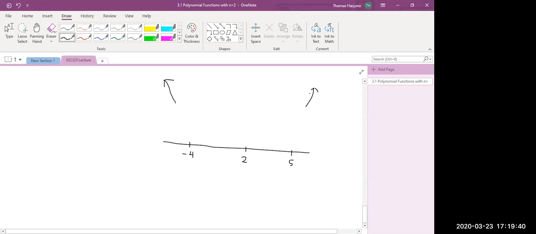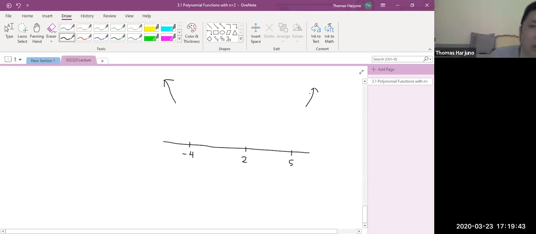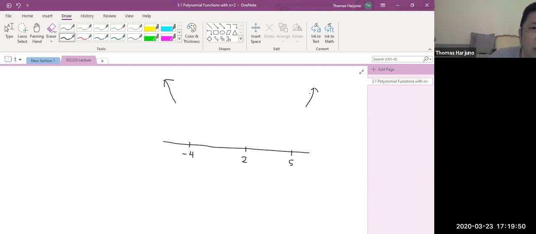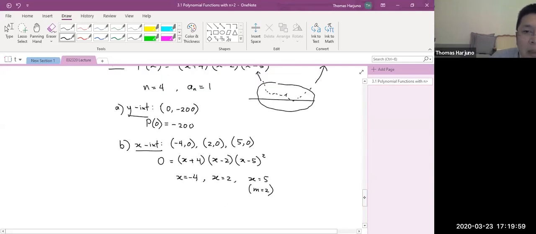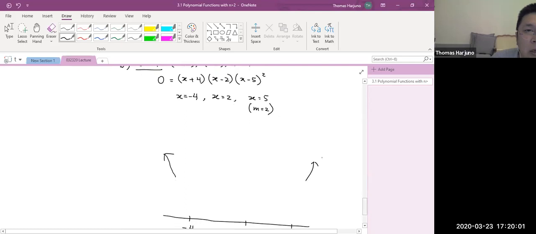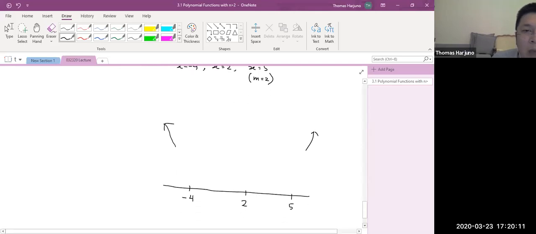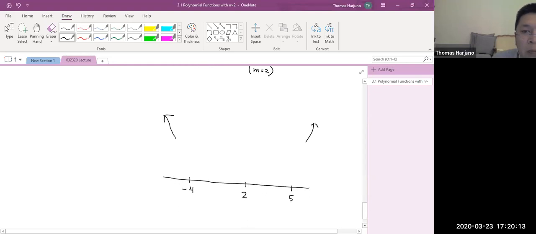Okay. Now, remember how we use the sign graph in the past? If it is positive, it means it is above the x-axis. If it is negative, it means it's below the x-axis. Remember that? Basically using these x-intercepts, we already get the critical numbers. Now, let me do the sign graph, and you will see later on that it matches what we have here.